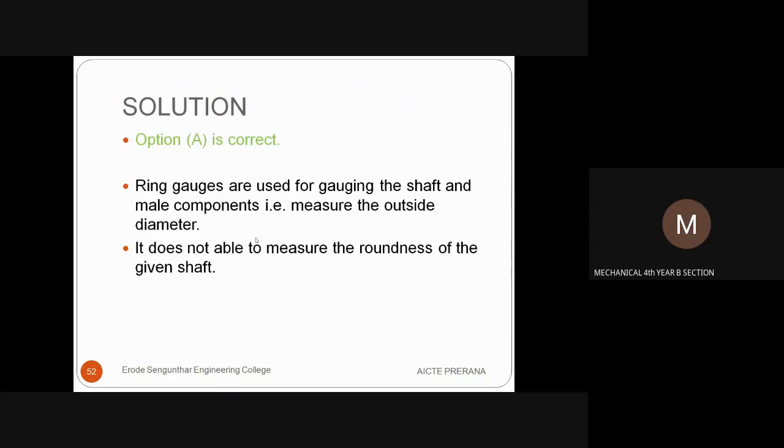The ring gauges are used for gauging the shaft and male components, that is, to measure the outside diameter alone. It is not able to measure the roundness of the given shaft. Roundness cannot be measured with a ring gauge. It is named a ring gauge because it just represents a ring. It has the profile of a ring only. It has no work to do with roundness.